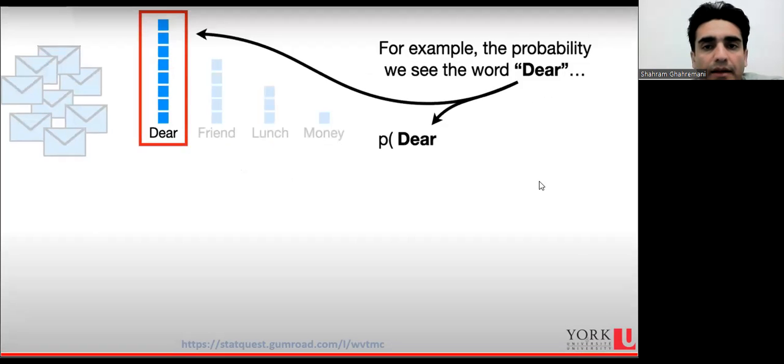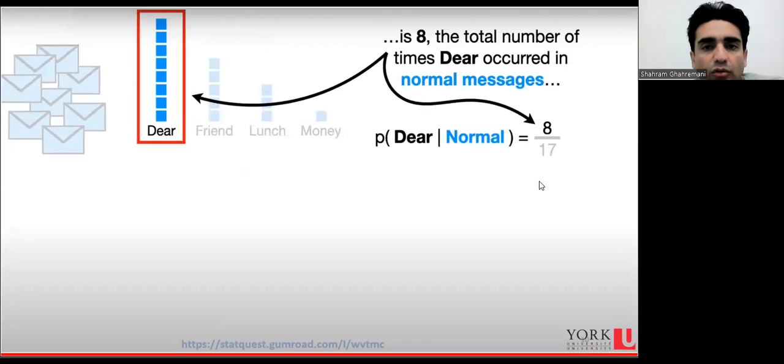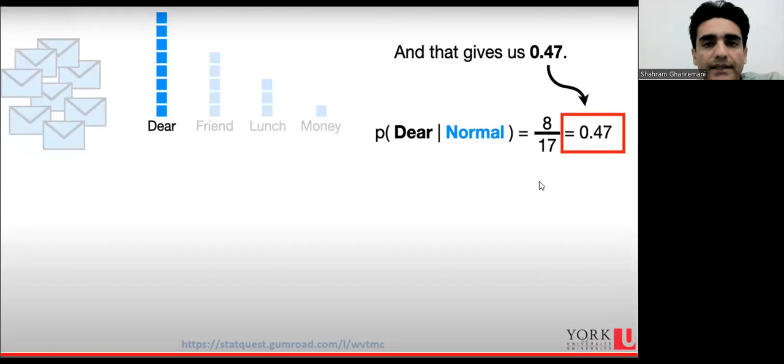For example, the probability we see the word dear, given that we saw it in a normal message, is 8, the total number of times the word dear occurs in normal messages, divided by 17, the total number of words in all of the normal messages. And that gives us 0.47.